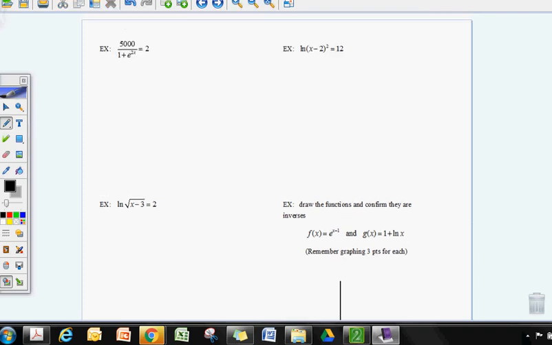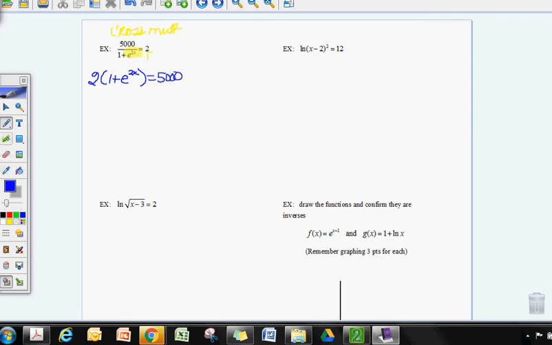So we've got some more equations to solve. So I am looking at this, and I see the variable that I want is right here. It's in an exponent. It's stuck on the bottom. First of all, how the heck do I get it out of the fraction? First thing I'm going to do is cross multiply. And I know that some of you have issues with cross multiplying. Think of this as 2 over 1. So when I cross multiply, I get 2 times that 1 plus e to the 2x power equals 5,000.